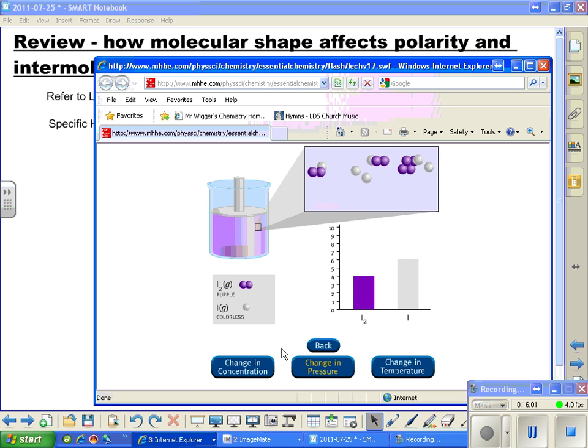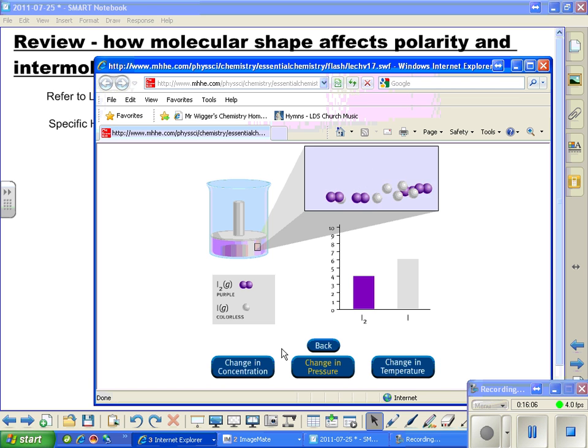Increase pressure. Shove that baby down. And as you expected, it went darker. Oh no, it went lighter. Oh my goodness, how did that happen?